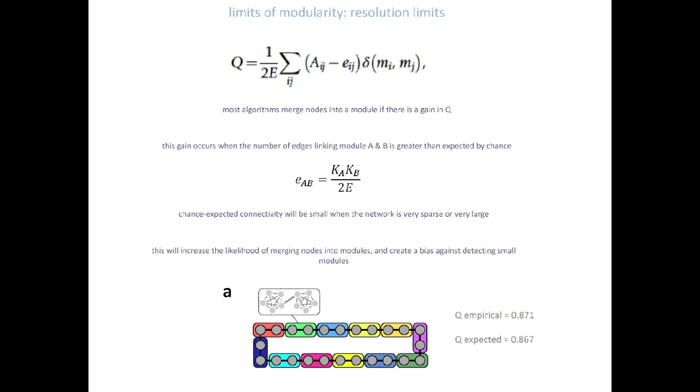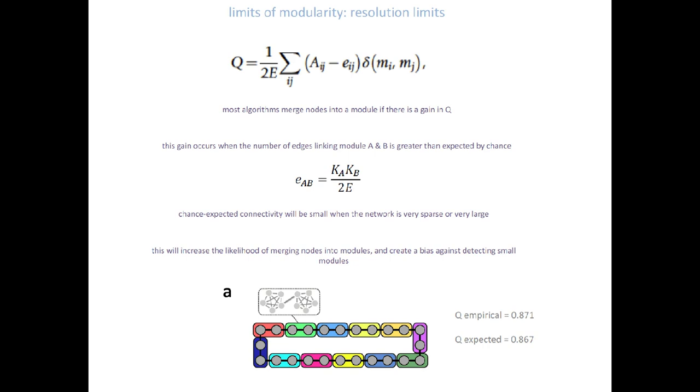Good. So one limitation of modularity is that it has what's called a resolution limit. And that means that it can struggle to find small modules. So, as I said, most of these algorithms merge nodes into a single module if they get a gain in Q. And this gain occurs if the number of edges linking two modules, say A and B, is greater than we expect by chance. And so we can rewrite what we expect by chance as this, where capital K means the number of connections within module A and the number of connections within module B, and this is the number of edges in the network.